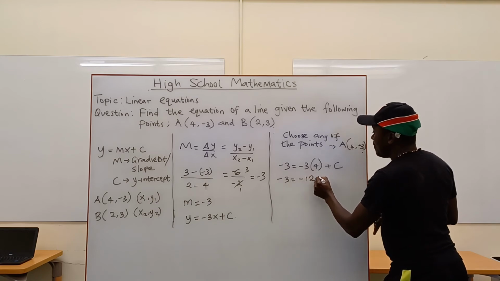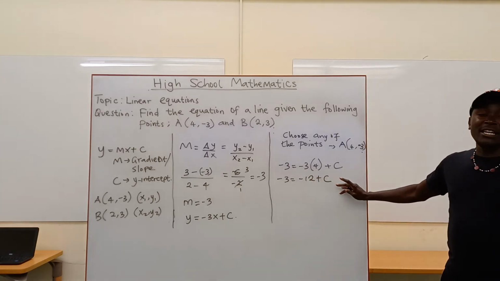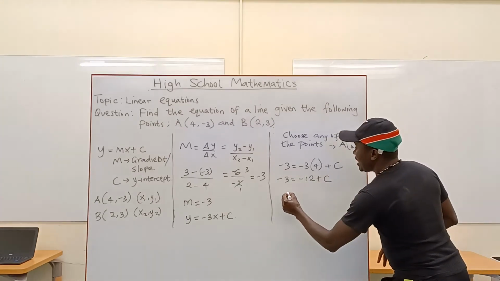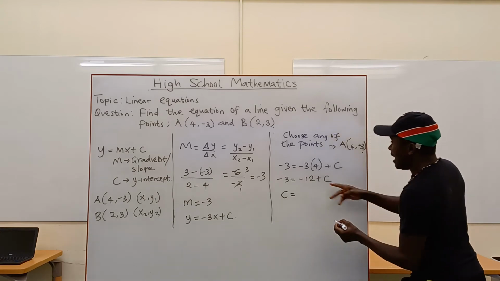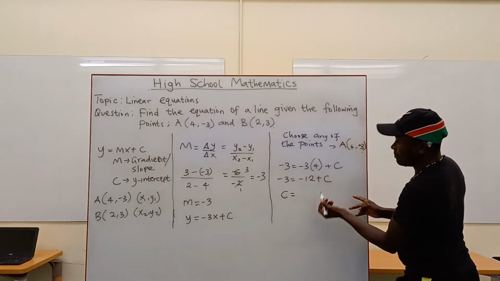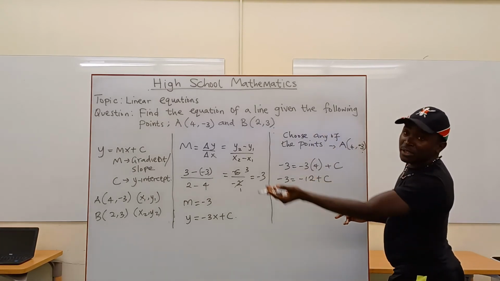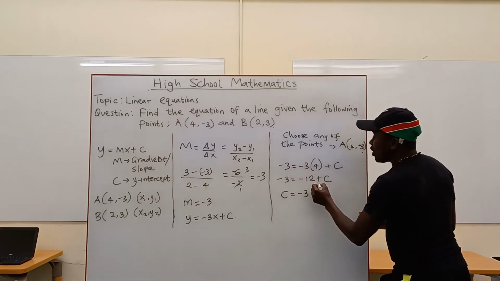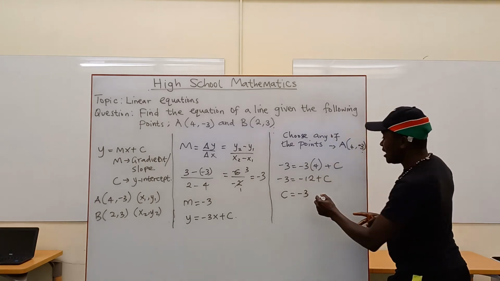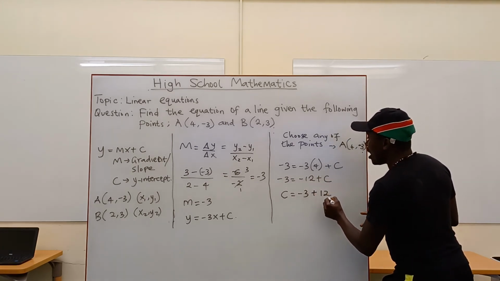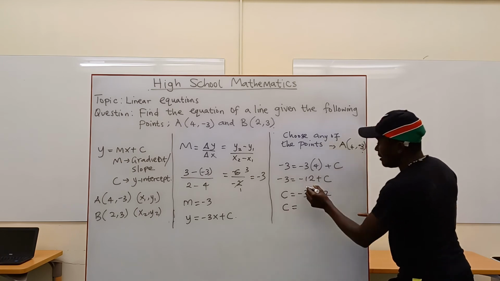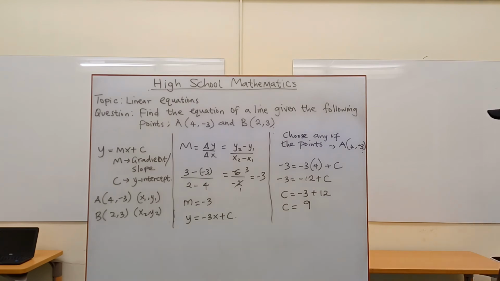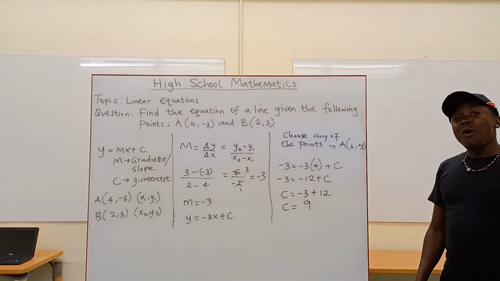At this stage, you want to keep the knowns on one side and the unknowns on the other side. So you have c on one side, and the negative 12 goes over to the other side and becomes positive 12. Your c will be negative 3 plus 12, which gives you 9. So that's your y-intercept.